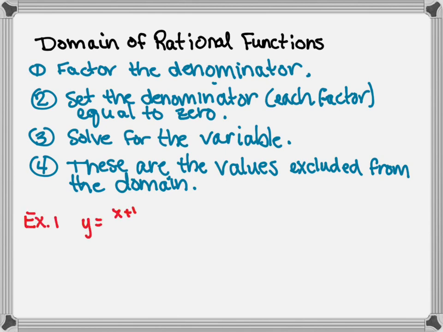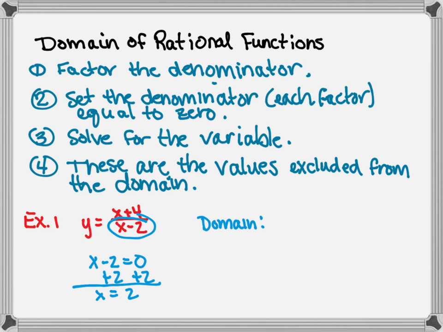So for example, let's look at our first one, y equals x plus 4 over x minus 2. This is a rational function. Our denominator cannot be factored any further, so we are going to go straight to setting the denominator equal to 0. So x minus 2 equals 0. I'll solve for the variable by adding 2 to both sides. I get x is 2, and this is the value excluded from my domain.